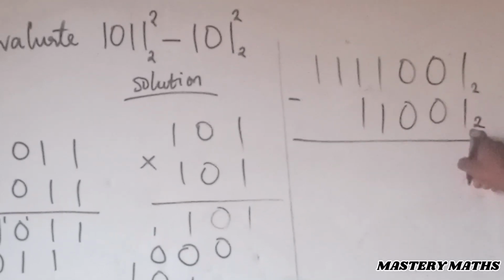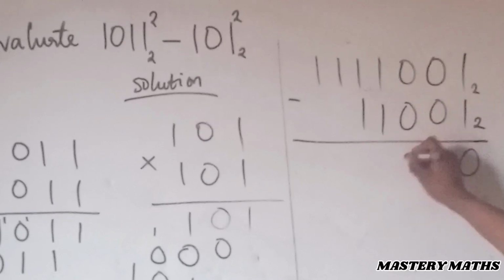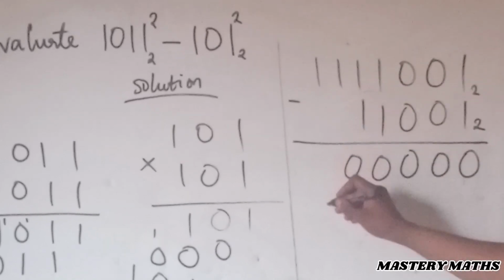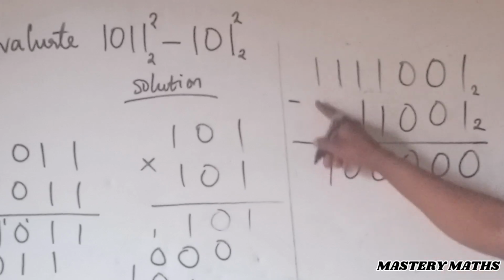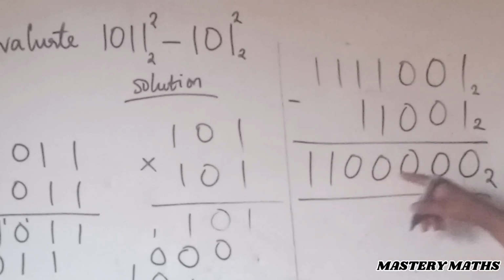Now let's subtract. 1 minus 1 in binary is 0. You have your 0. 0 minus 0 is 0. 0 minus 0 is 0. 1 minus 1 is 0. 1 minus 1 is 0. Then nothing here, you bring down your 1. Nothing here, you bring down your 1. So our answer is 1, 1, 0, 0, 0, 0, 0 in base 2.